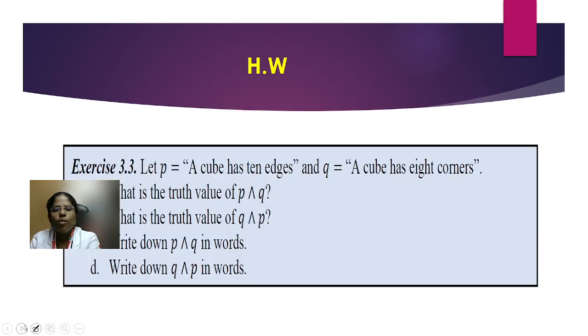So, homework for you. Take P as a cube has 10 edges and Q as a cube has 8 corners. Please write down the truth value for P and Q, Q and P, and also write them in words. Please take it as a homework problem.